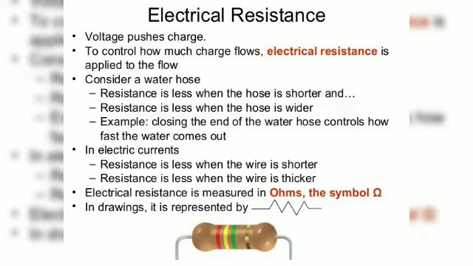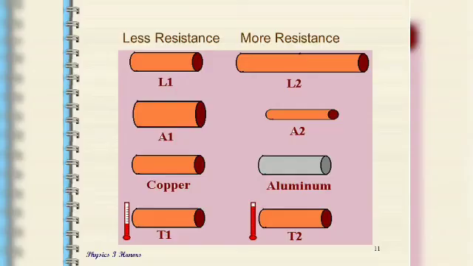Let us consider the example of a water hose. Like closing the end of the water hose, it controls how fast the water will come out. So in electric current, if resistance is less, children, it means the wire is shorter, so resistance will be less. Always remember, if the wire you are taking is thicker, the resistance is less. Now in the next diagram we can have some more examples.